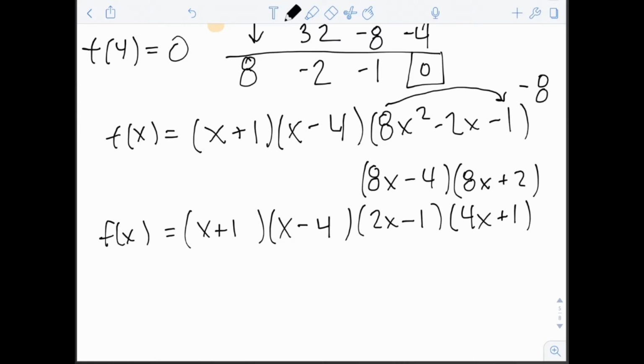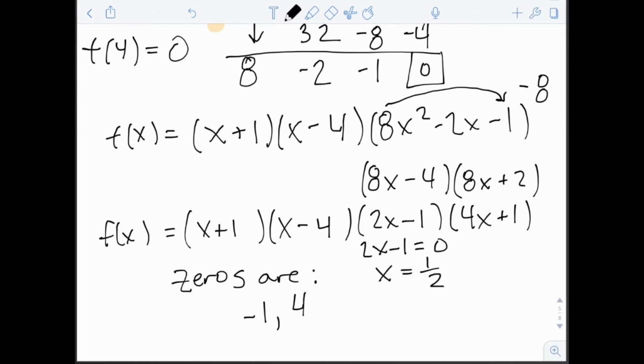So we can therefore conclude from this information that our zeros are, we said negative 1, we said positive 4, and then if we solve these, 2x minus 1 equal to 0, we get that x is equal to positive 1/2, and then if we solve this right hand portion here, we'll get 4x plus 1 equal to 0, which will get us an x is equal to negative 1/4. So we know that we have 1/2 as well as a negative 1/4. So these are our final zeros. We have 4 of them, a negative 1, 4, 1/2, and then a negative 1/4.